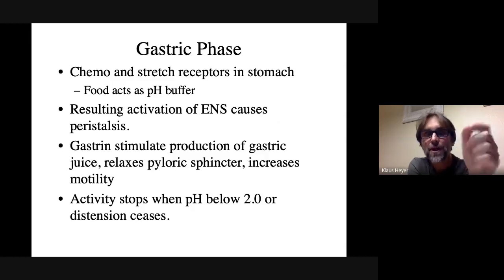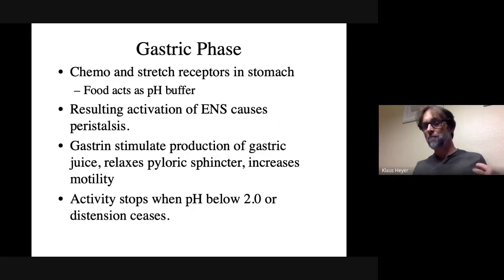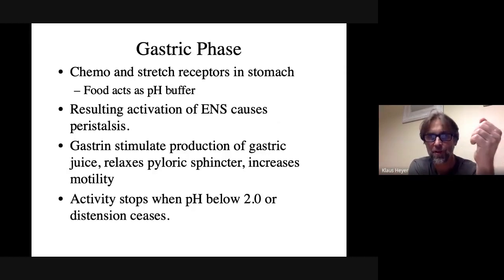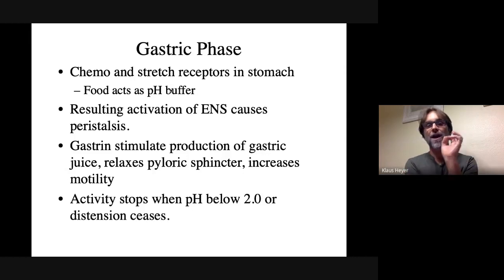So the food going into your stomach acts as a buffer, and it's going to raise the pH. The pH is going to start to go up from 2. So that increased pH, less acidic pH, is going to activate receptors in your stomach. So you've got chemoreceptors and you've got stretch receptors. Stretch receptors, pretty obvious. Stomach gets stretched out, that activates stretch receptors. Chemoreceptors, they're getting triggered by the increased pH, meaning less acidic, right? And so that's going to activate the enteric nervous system.